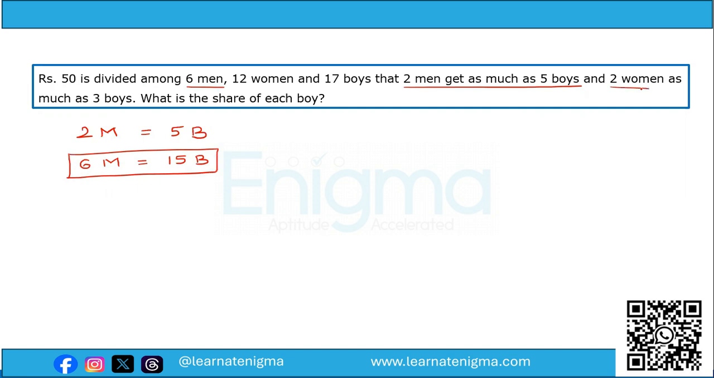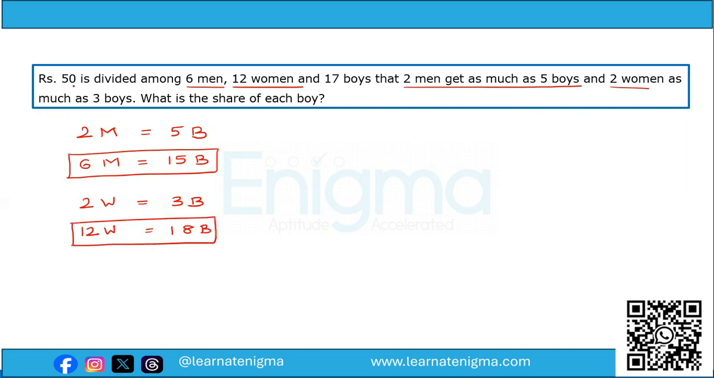Now, 2 women are equivalent to 3 boys, and now we have 12 women. So 12 women will be equivalent to 18 boys.